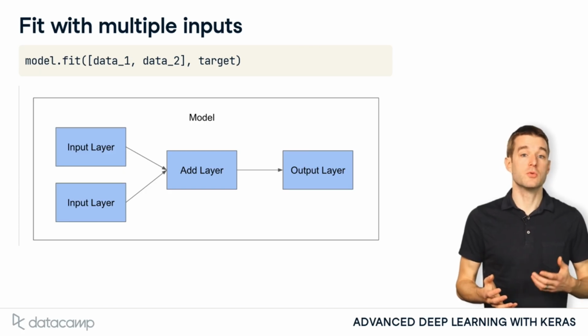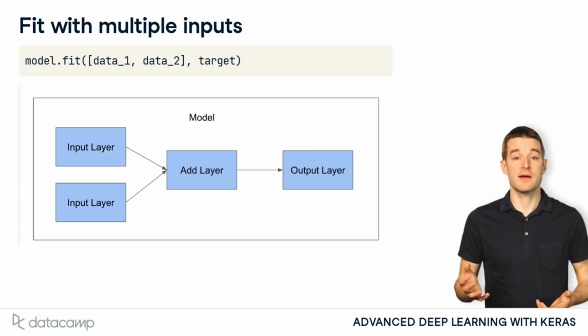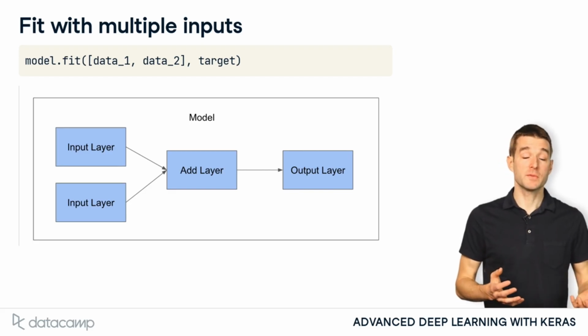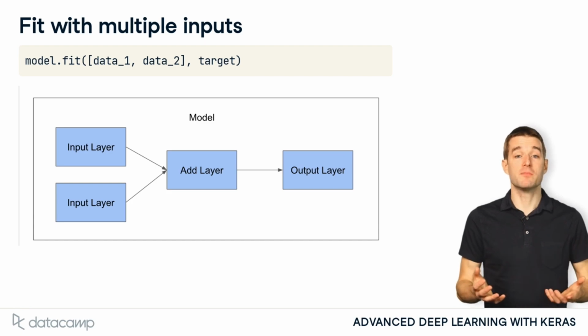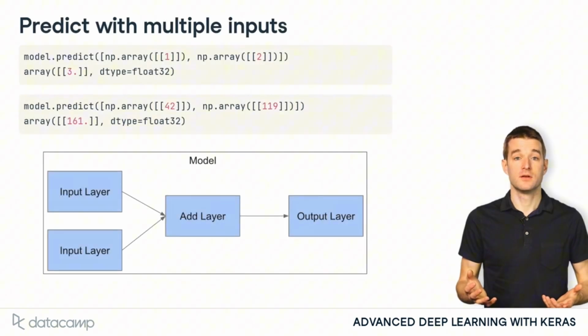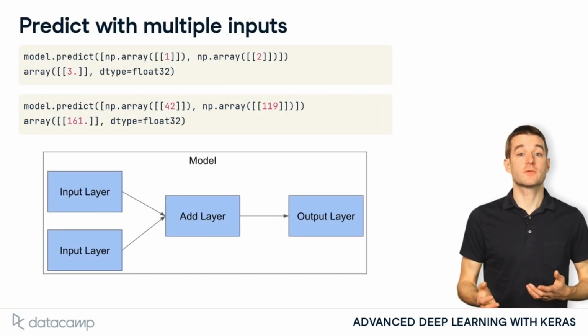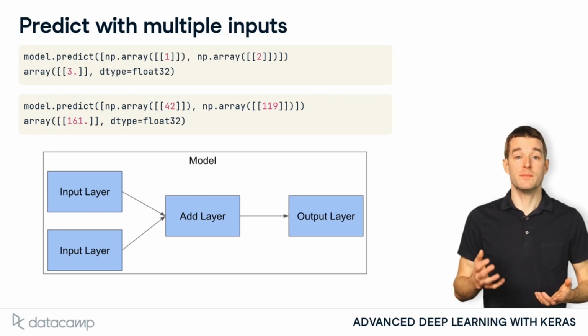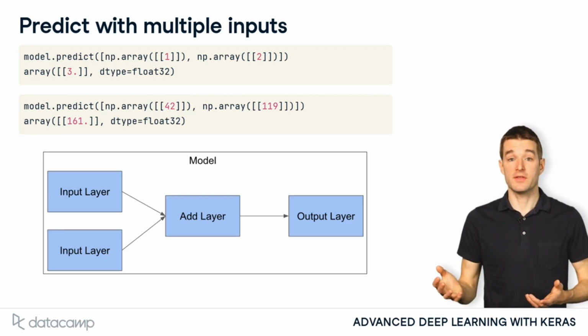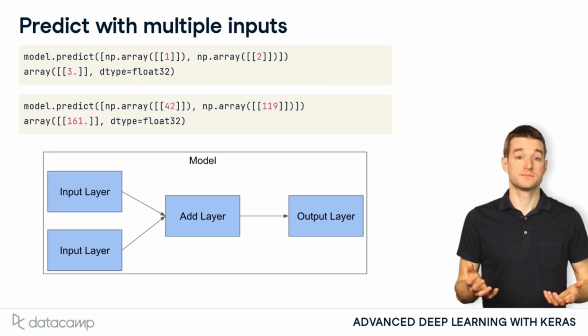Later in the course, you will process different inputs to the network in different ways. In other words, multiple inputs let you do data preprocessing as part of the model you learn. To make predictions from a model with two inputs, you also need to provide two inputs to the model's predict method, again as a list.